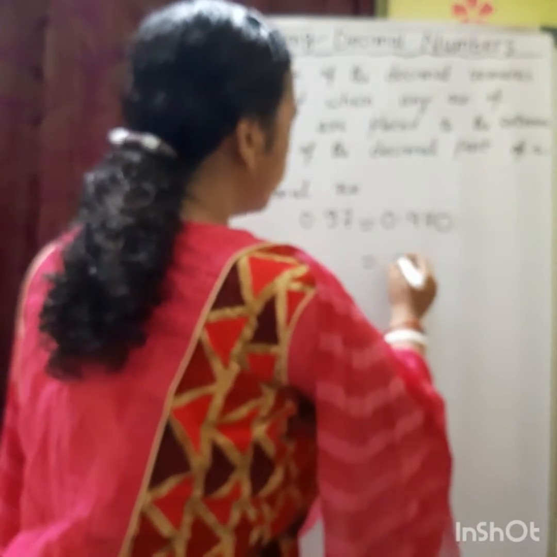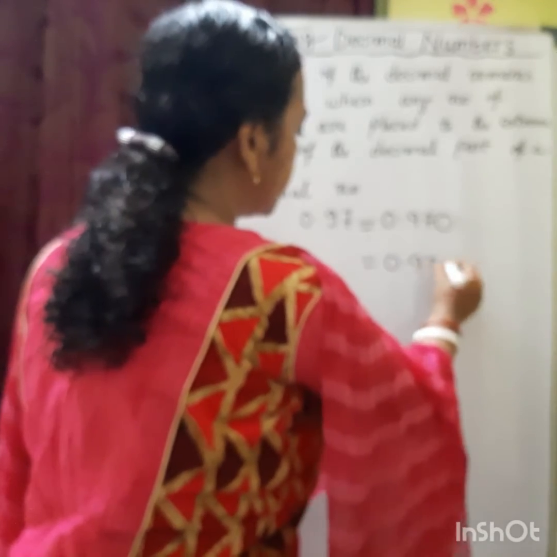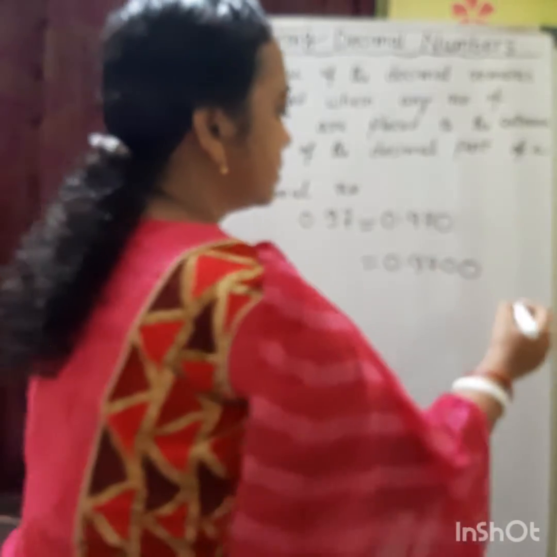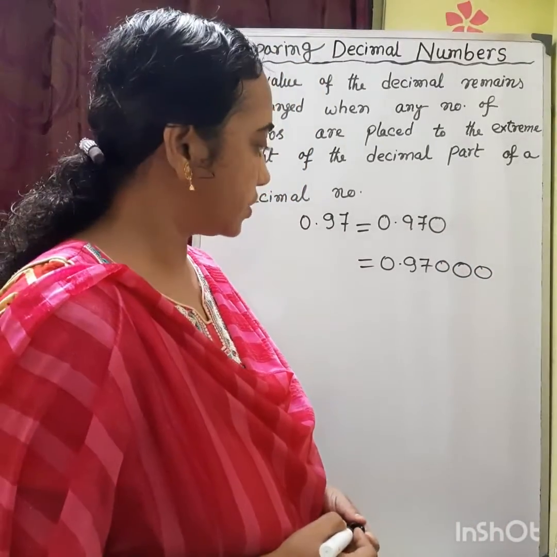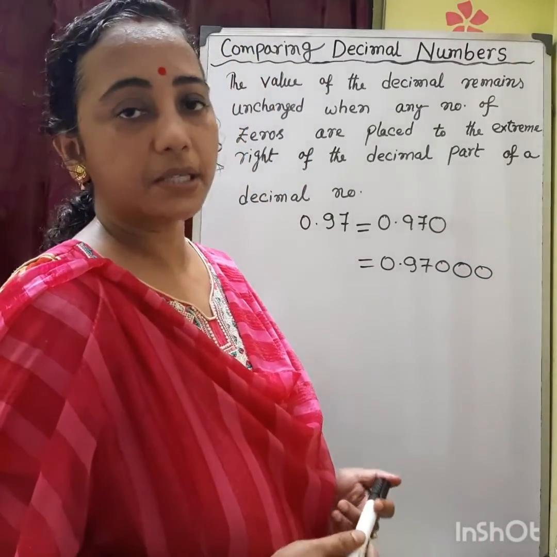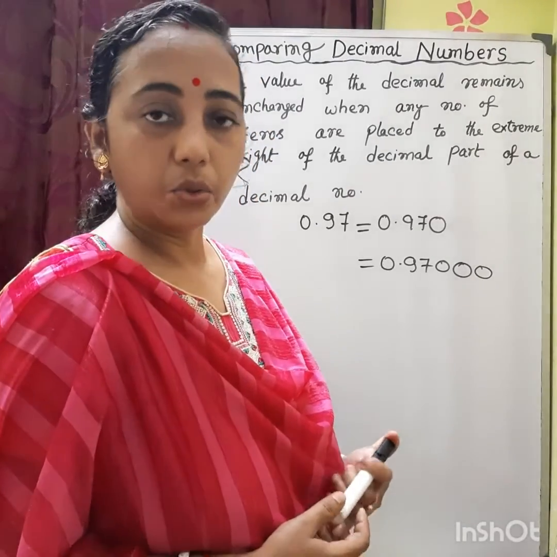Similarly, we can also place 2 more zeros. Suppose 9700, after this 0 we are placing, if we place 2 more zeros, then also the value remains unchanged. So this is an important rule.